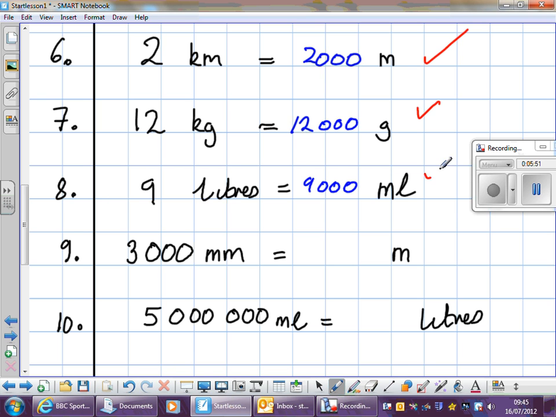What about, though, 3,000 millimetres to metres? Yeah. Well done. You divide in this case. We're going from the smaller to the bigger unit, so we divide. So that's 3 metres. Now, who can tell me, volunteers only, 5 million millilitres is? No, that would be 5,000. It is 5,000. I apologise. Yes, you divide by 1,000. Well done, young fellow.